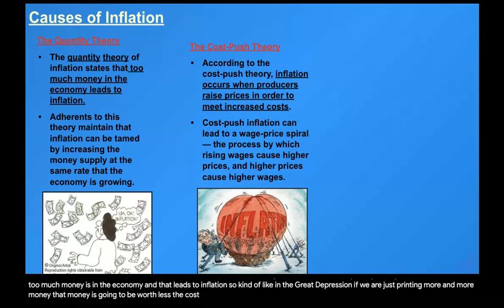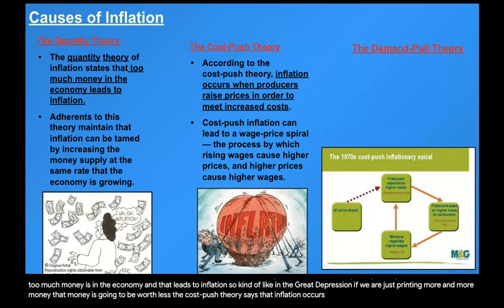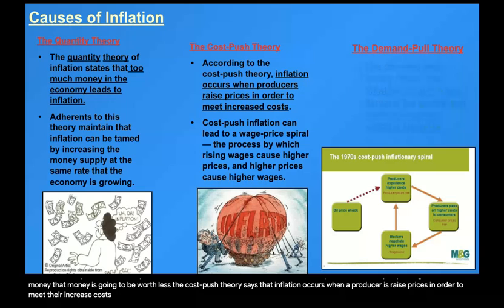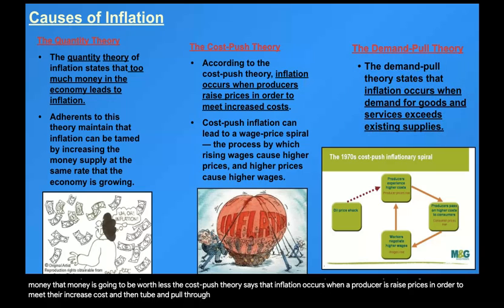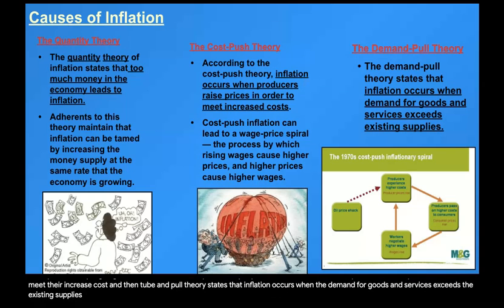The cost push theory says that inflation occurs when producers raise prices in order to meet their increased costs. And the demand pull theory states that inflation occurs when the demand for goods and services exceeds the existing supplies.